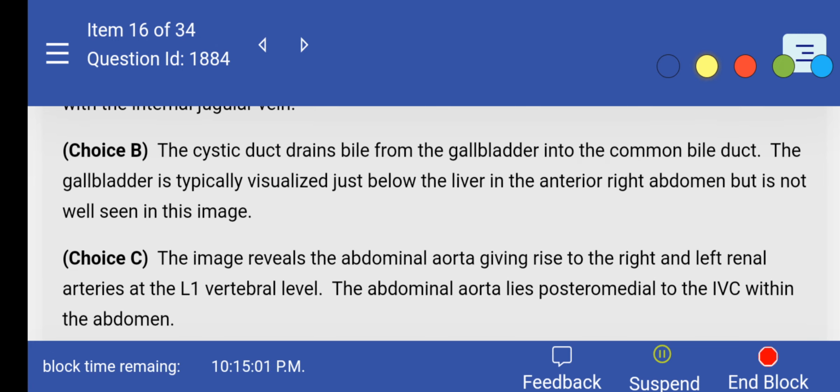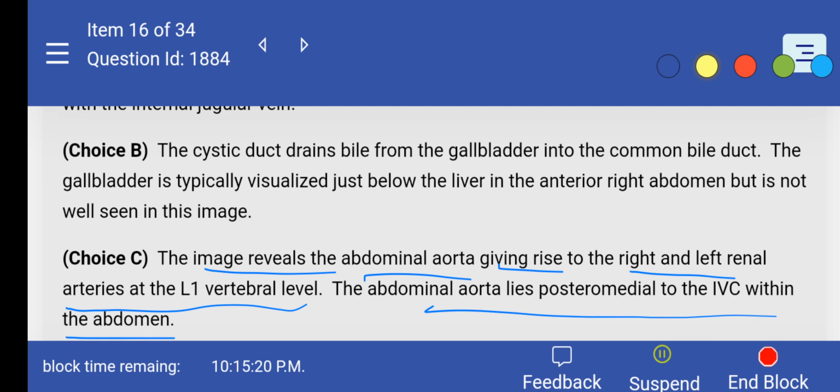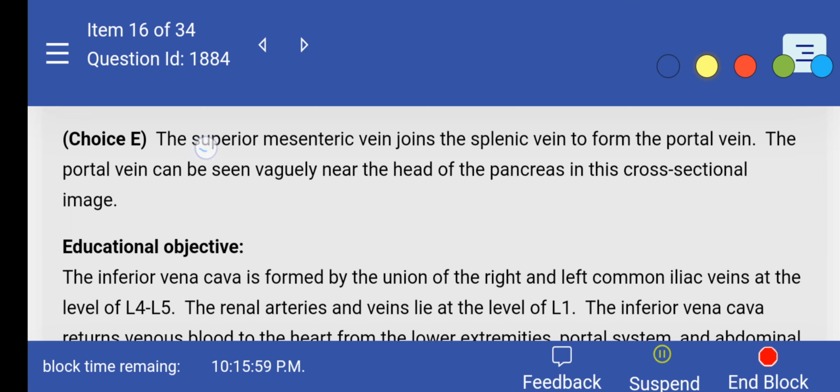The image reveals the abdominal aorta in option C, giving rise to the right and left renal arteries at the level of L1. The abdominal aorta lies posterior and medial to the inferior vena cava within the abdomen. The superior mesenteric vein joins the splenic vein to form the portal vein, right? The portal vein can be seen vaguely near the head of the pancreas in this cross-sectional image.